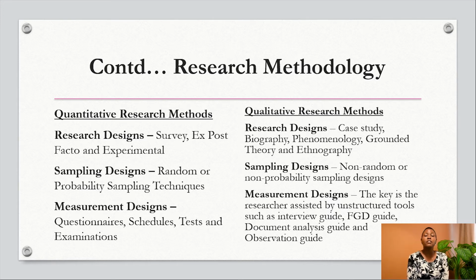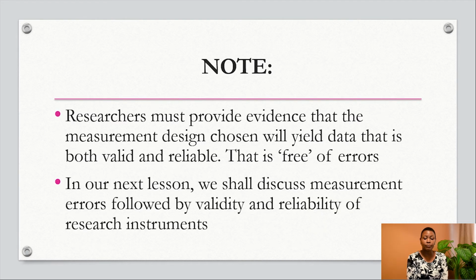If your study is qualitative, then the research designs you'll select from the 5 that we discussed: case study, biography, phenomenology, grounded theory, and ethnography. The sampling designs in qualitative are non-random or non-probability sampling designs, and the measurement design that we use is the researcher as the key instrument assisted by unstructured tools. This again we shall discuss in the coming lessons.